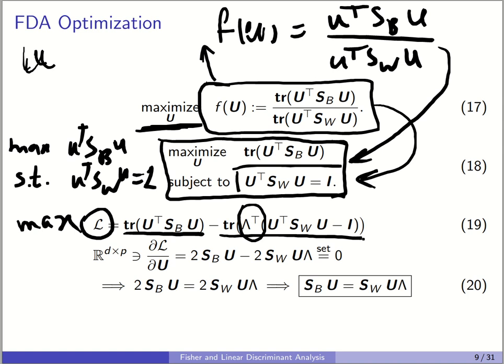Again, this has reduced to high school optimization. It's an unconstrained optimization, so let's take the derivative and set it to 0. When we take the derivative, this is a quadratic form, so its derivative is 2 S_B U, and the derivative of this is S_W U lambda, and we set it to 0. And why is it d by p? I have explained it in the lecture of PCA, but I briefly explain it here too.